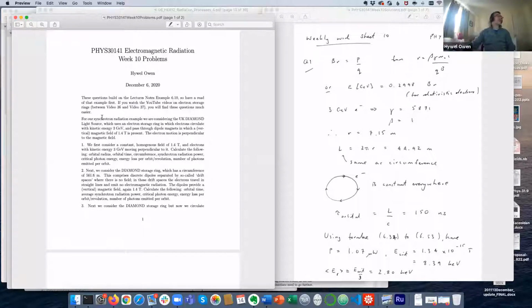So we're going to look at Diamond, and if we look at our question sheet on the left, we imagine the Diamond storage ring has electrons circulating, which means they're orbiting repeatedly, with a kinetic energy of 3 GeV. So their total energy is very slightly more than that: 3 GeV plus half a MeV. And the electrons are passing through dipole magnets in which a magnetic field of 1.4 Tesla is present.